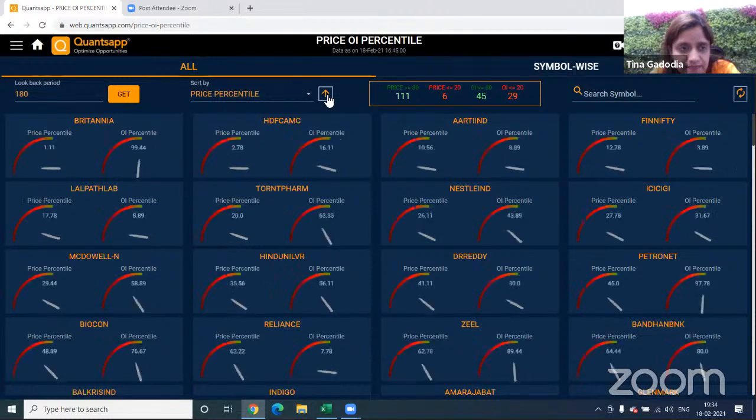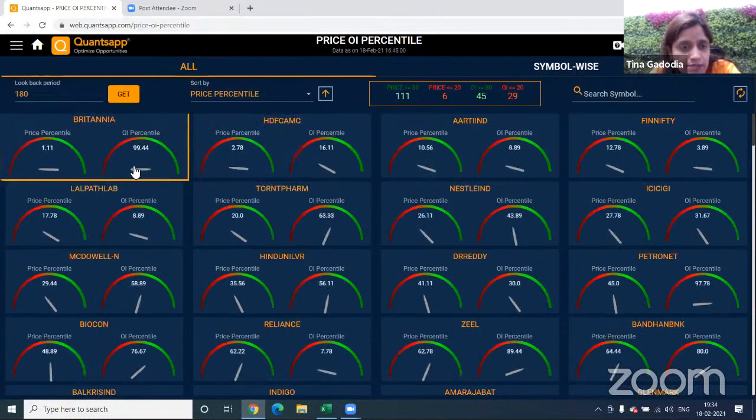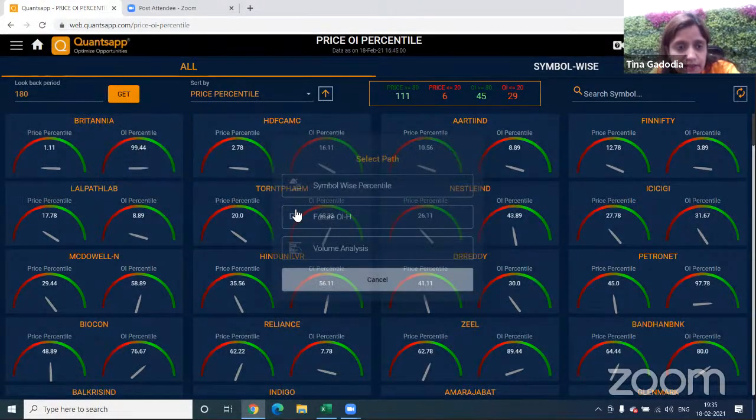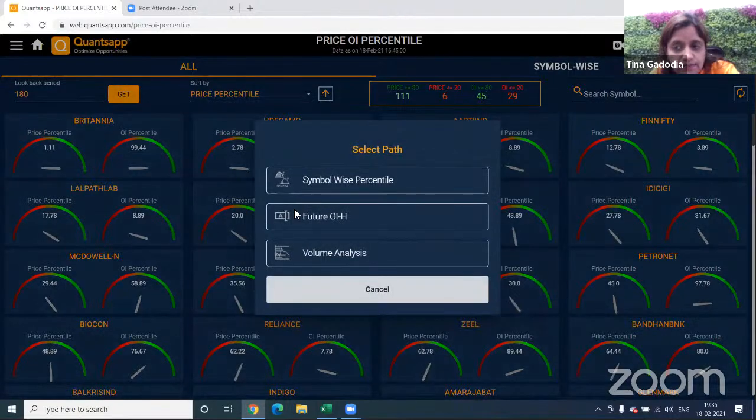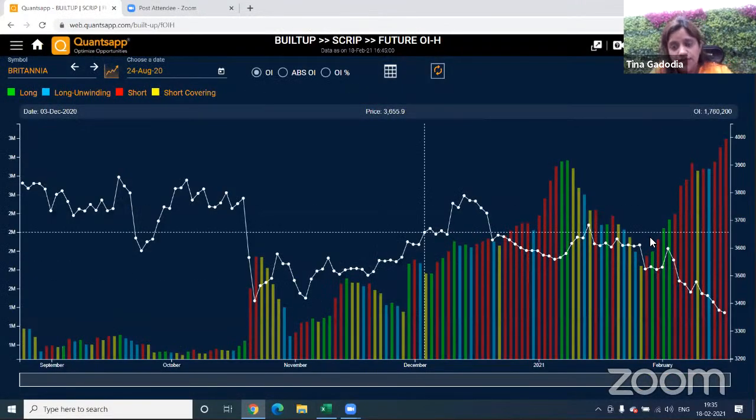Now, similarly on the short side, if the price is at the lowest point and OI is at the highest point, consider Britannia. This is how it looks. The price has broken the crucial support level and the OI is increasing on the short side. So this is basically a short indication.